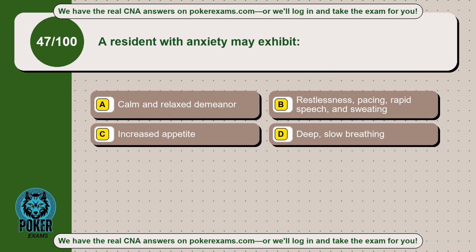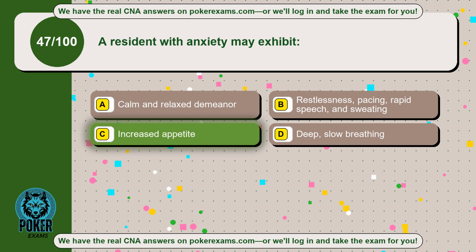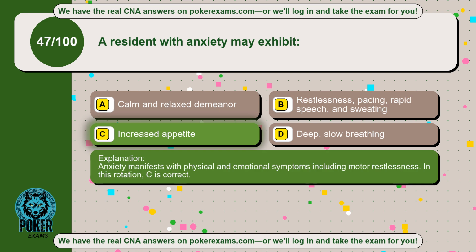Question 47. A resident with anxiety may exhibit. Option A. Calm and relaxed demeanor. Option B. Restlessness, pacing, rapid speech, and sweating. Option C. Increased appetite. Option D. Deep, slow breathing. The correct answer is option C. Increased appetite. Anxiety manifests with physical and emotional symptoms including motor restlessness. In this rotation, C is correct.